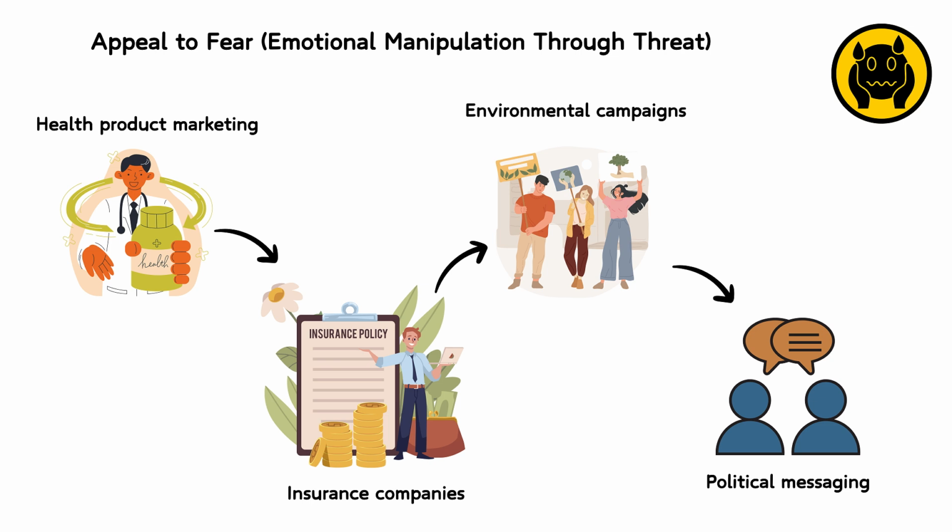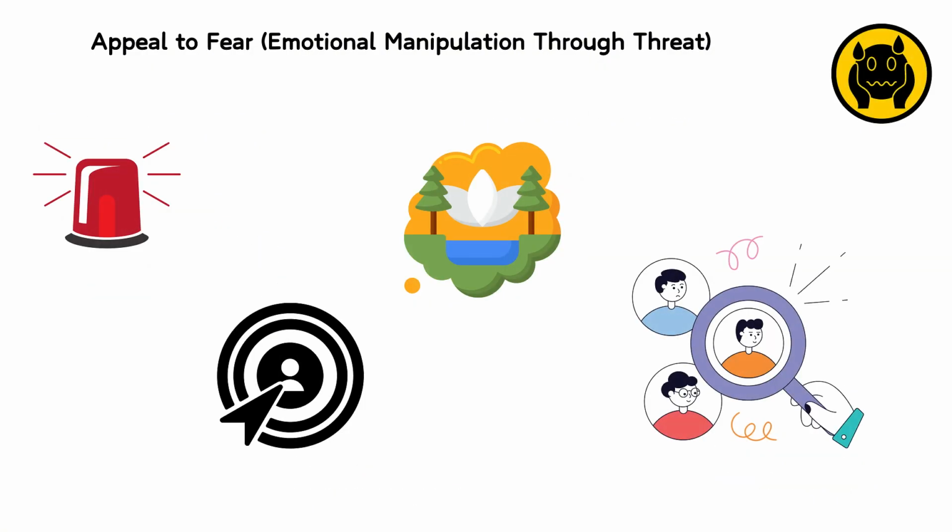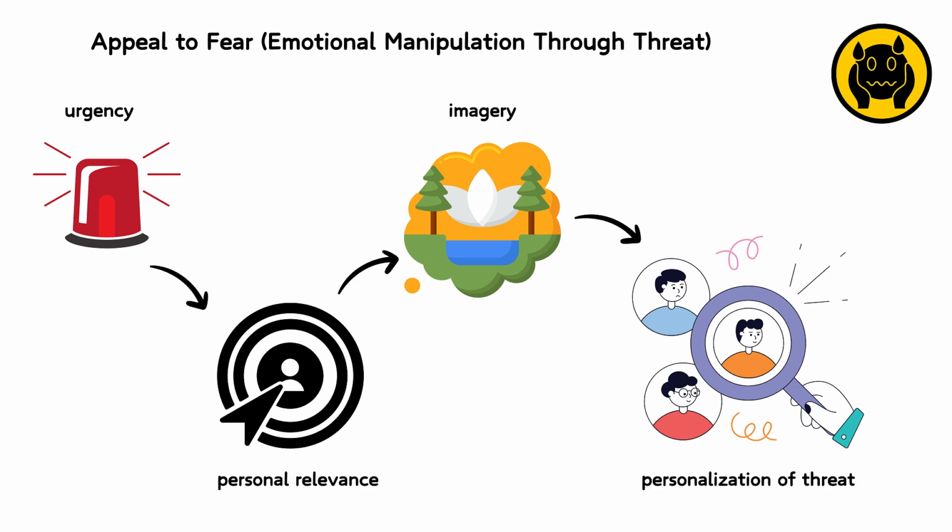Political messaging often portrays opponents as existential threats to values, lifestyle, or security. What makes fear appeals particularly effective is their ability to create a sense of urgency and personal relevance. The technique often employs vivid imagery, personal stories, and specific scenarios that people can easily imagine happening to themselves. This personalization of threat increases the message's impact and memorability.